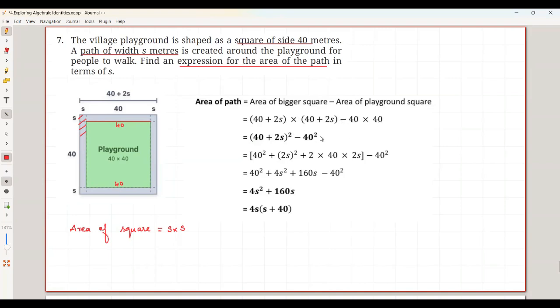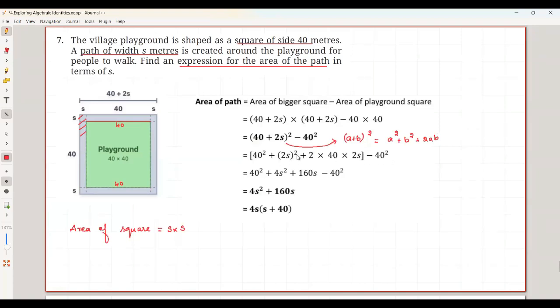So 40 plus 2s into 40 plus 2s is 40 plus 2s the whole square, minus 40 into 40, which is 40 square. Now this is in the form of a plus b the whole square, which is a square plus 2ab plus b square. We can also write it as a square plus b square plus 2ab, and we will get the same answer. So a square plus b square plus 2ab minus 40 square. The 40 square we keep as it is.